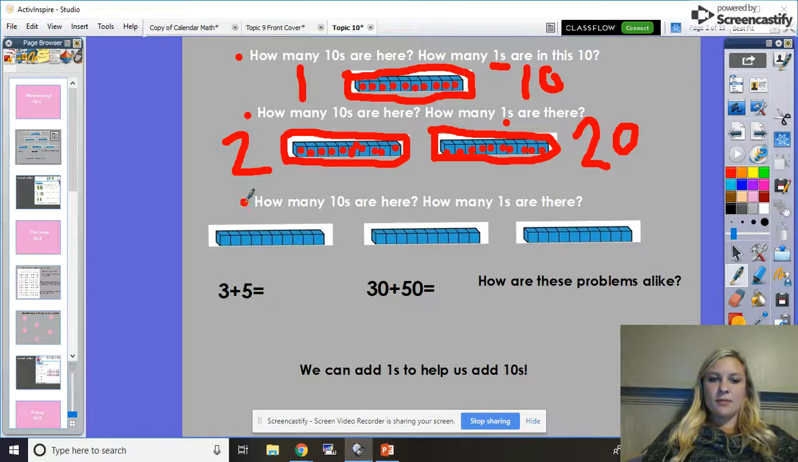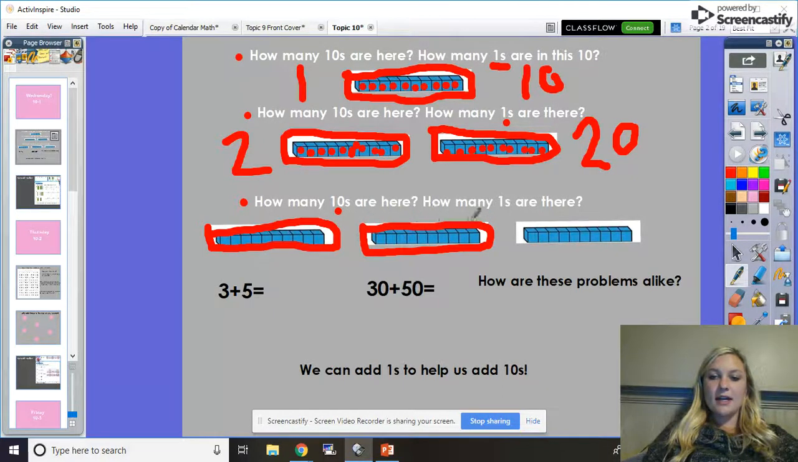Let's look at number 3. How many tens are here? We have 1 stack of 10, 2 stacks of 10, and 3 stacks of 10. So if someone asks you how many tens there are, there's 3. 1, 2, 3. There's 3 stacks of 10.